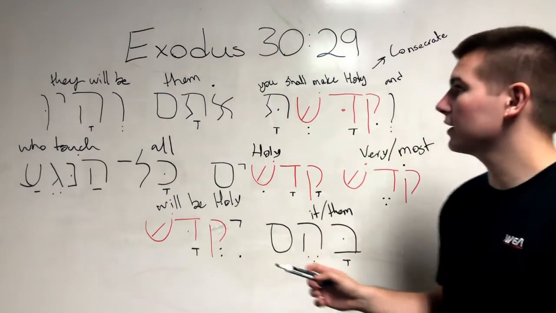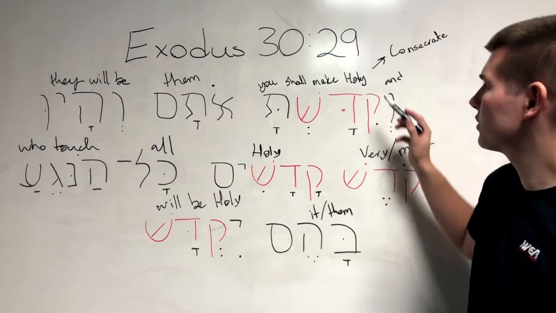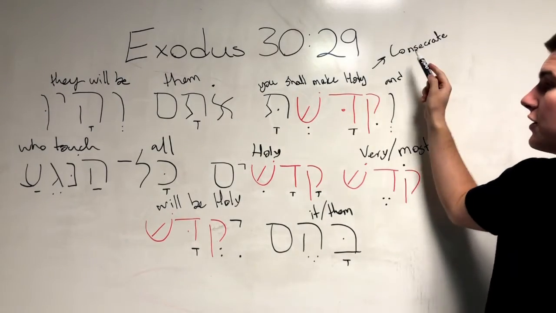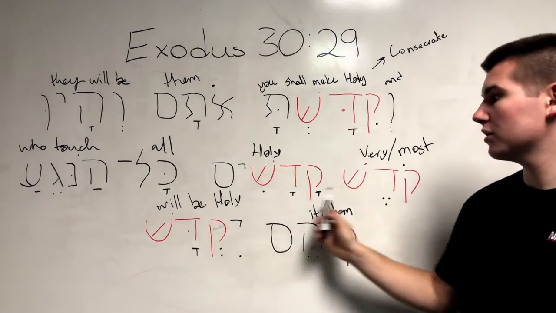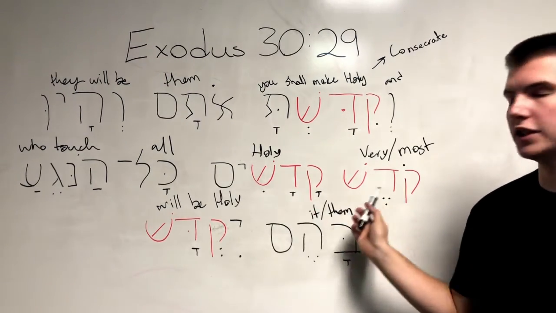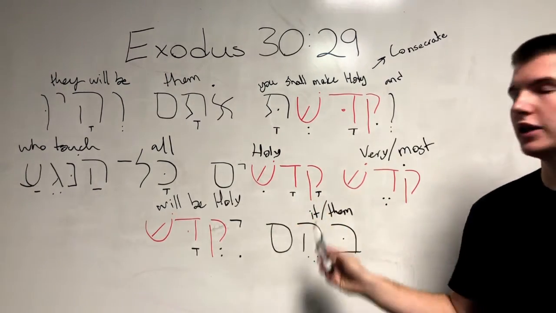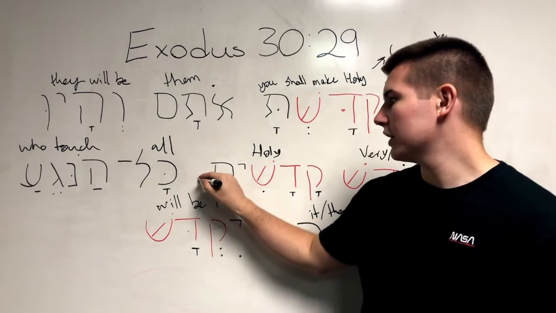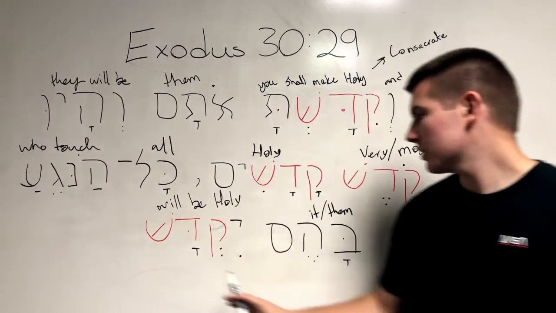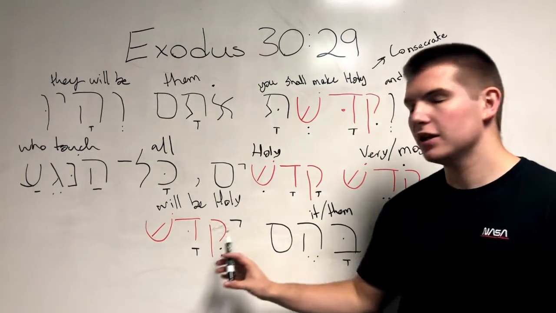So let's put it all together. We'll read it in English. And you shall consecrate them. They will be most holy. Remember our double holy here. That emphasizes the word holy. They shall be most holy. Pause. You can put a comma there. All who touch it will be holy.